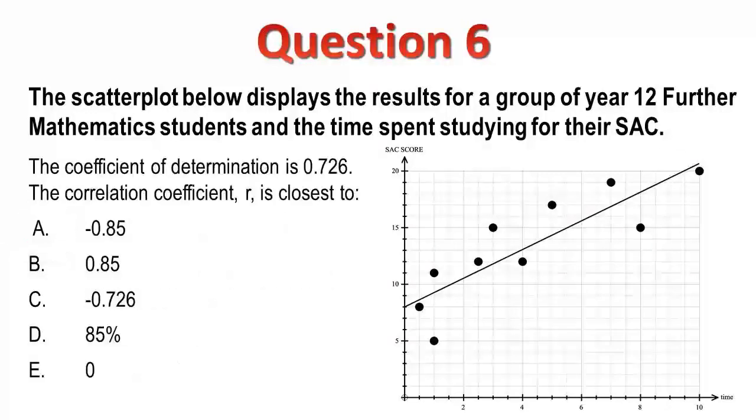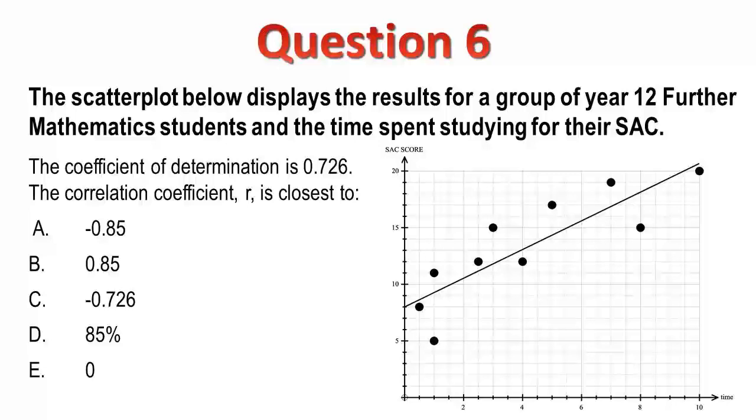Question 6. In this question, we're required to calculate the correlation coefficient R, given the coefficient of determination. Before we do this, let's just go back a step. Remember that there is a natural variation in study scores. The coefficient of determination, or R squared value, is the proportion of the total variation of y in the sample that can be attributed to our linear relationship with x.